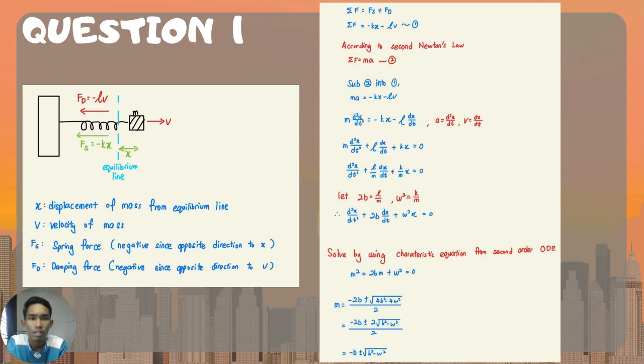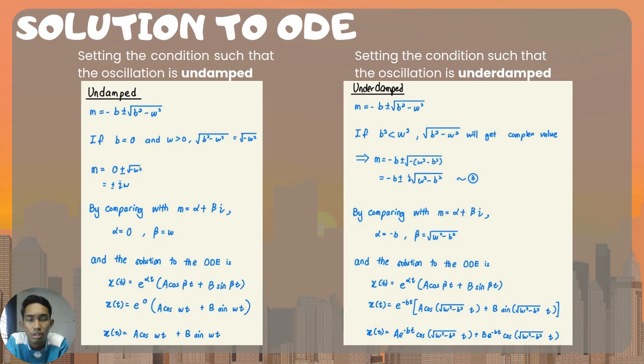From this, we derive the characteristic equation, which gives us the roots using the quadratic formula. For the solution to the ODE, first is the underdamped case, where b squared is less than omega squared. Here the roots of our characteristic equation are complex. This leads to an oscillatory solution that gradually decays.